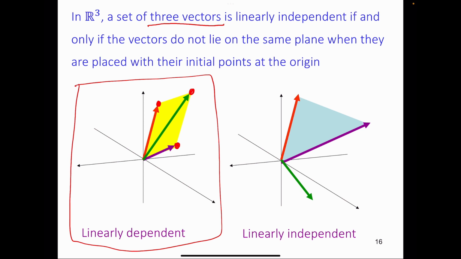However, for a linearly independent set, the three vectors do not lie on the same plane. If you try to figure it out, it ends up as two planes. One plane consists of only two vectors, and another plane consists of two vectors. So this is how we differentiate between a linearly independent and a linearly dependent set for two-dimensional Euclidean space and three-dimensional Euclidean space.